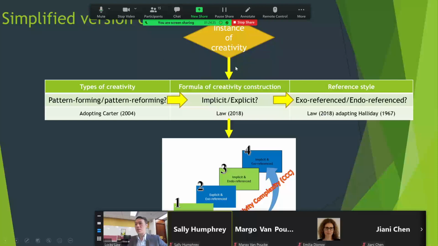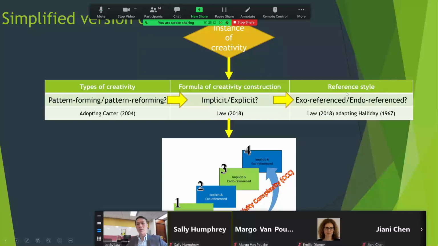What we do is ask 3 simple questions. What type of creativity does it belong to? By type of creativity, we're looking at Carter's definition of that, whether it's pattern forming or pattern reforming. Then the second question is, what is the formula of creativity construction? Is it implicit or explicit? This could be a bit tricky, but actually it's just the beginning that's tricky. After that, it's pretty simple. With an example, I'll be able to illustrate this better, so let's keep that to the example a bit later.